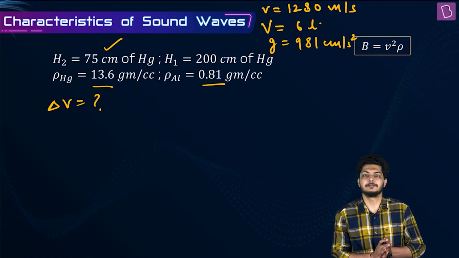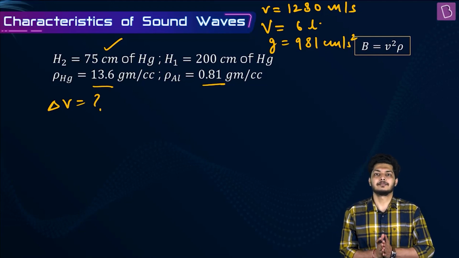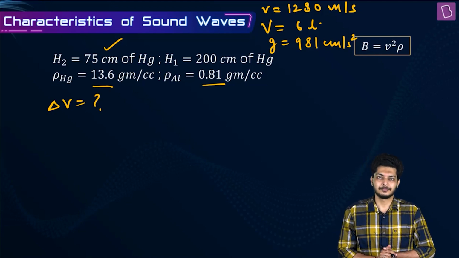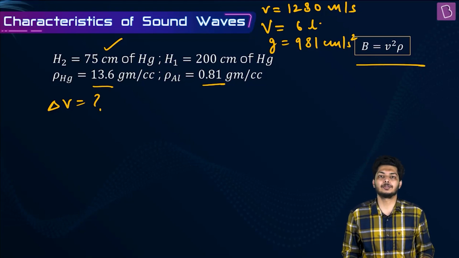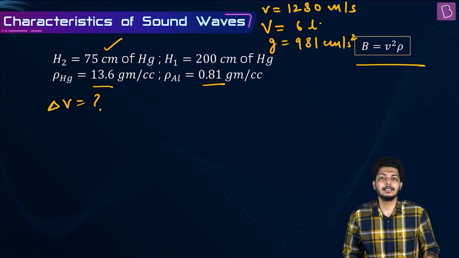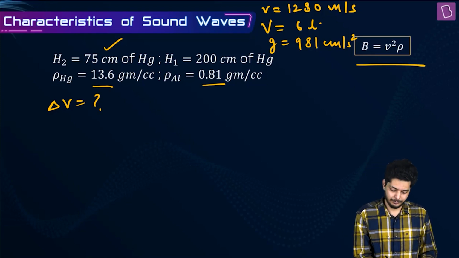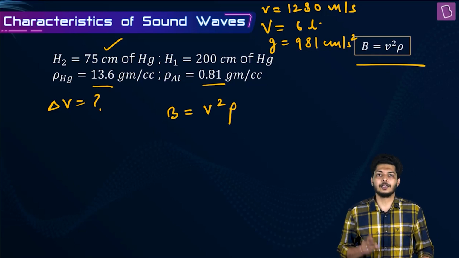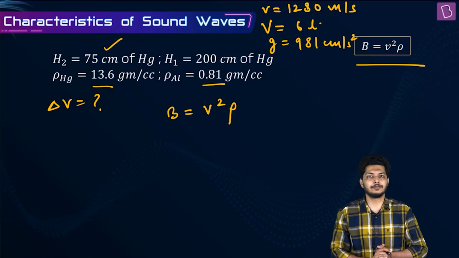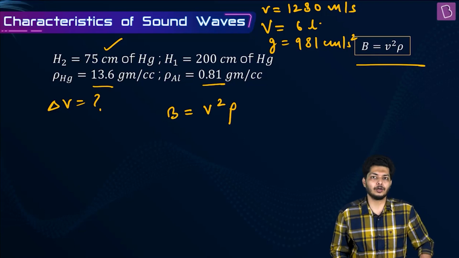How should we proceed? Tell me, what can you think of? On your screen, you can see one formula: B is equal to V square rho. That we have studied in the chapter of sound waves. This is the equation for bulk modulus from the chapter on sound waves.